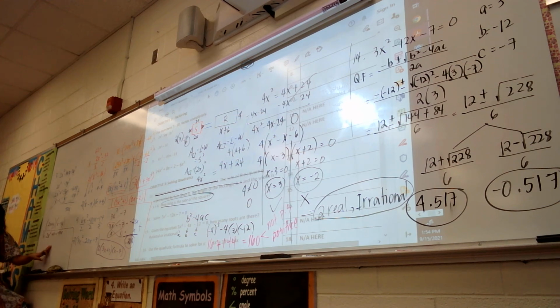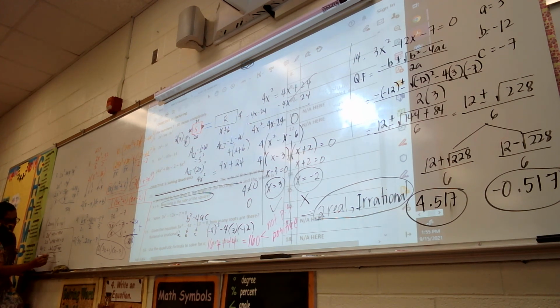Is this in standard form? No. Okay, you need to write it in standard form. Is it? Agree? Okay. A, B, C: 2, 14, and 11. Question? Are we good? And then negative b plus and minus the square root of b squared minus 4ac, all over 2a. Just plug in and I'll give you the answer.